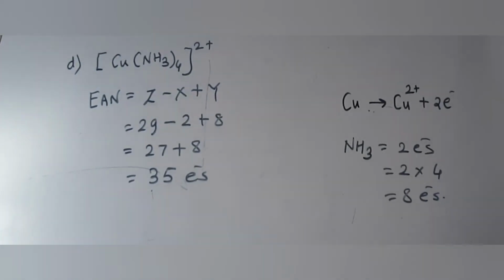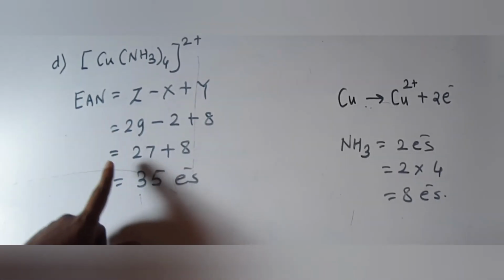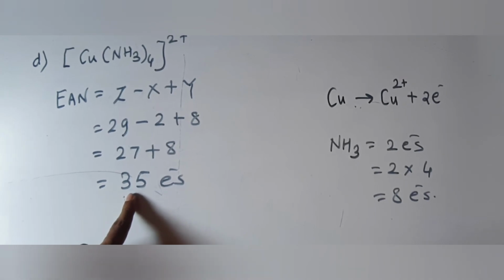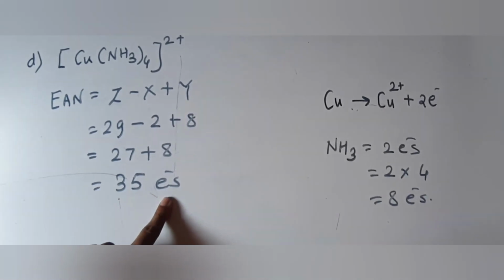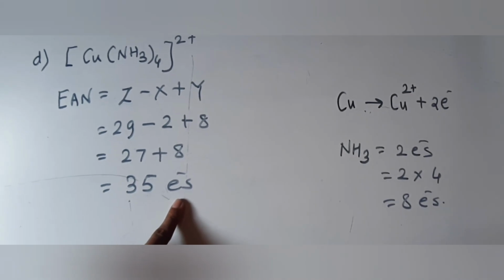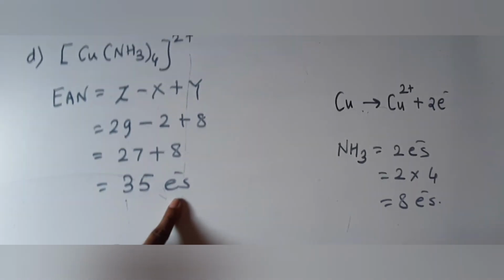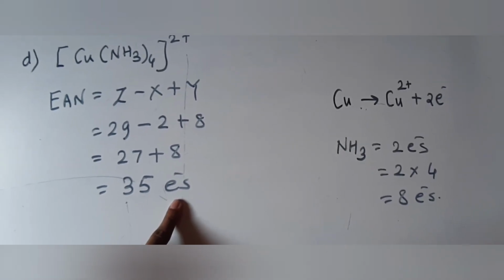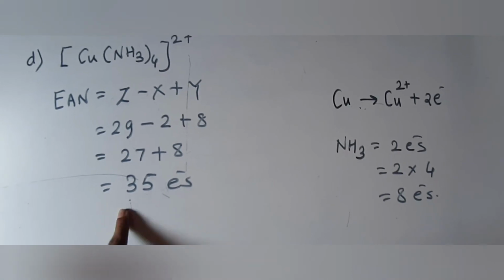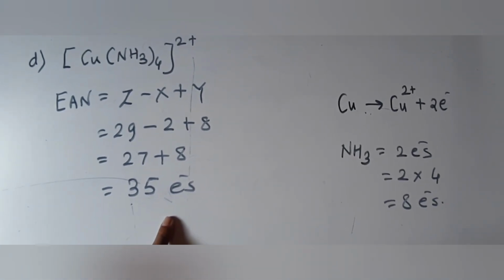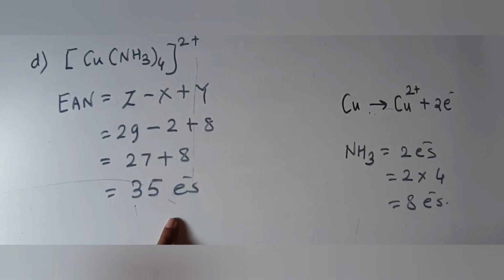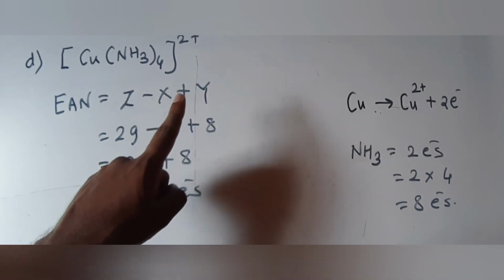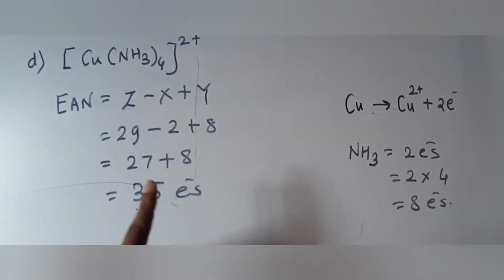Now for last option, Cu(NH3)4 2+, if we calculate EAN value, it comes out to be 35 electrons. So this number is not equal to the atomic number of the next rare gas atom, while in other three options the EAN value comes out to be equal to the atomic number of the next rare gas atom. This complex Cu(NH3)4 2+ is an exception to EAN rule.